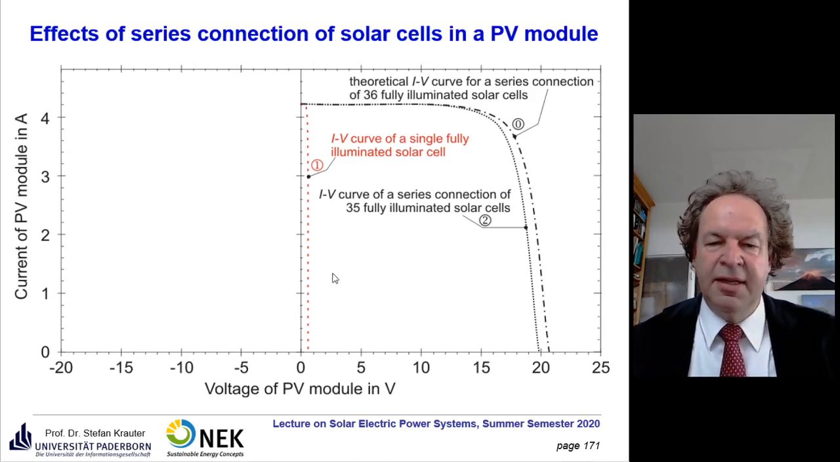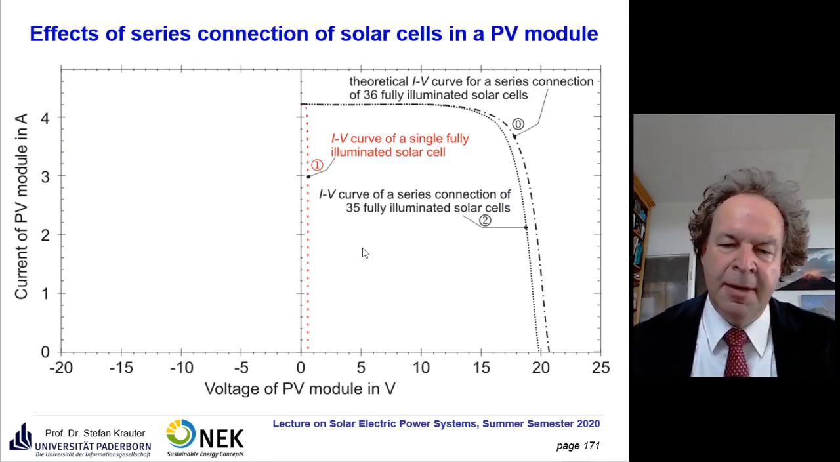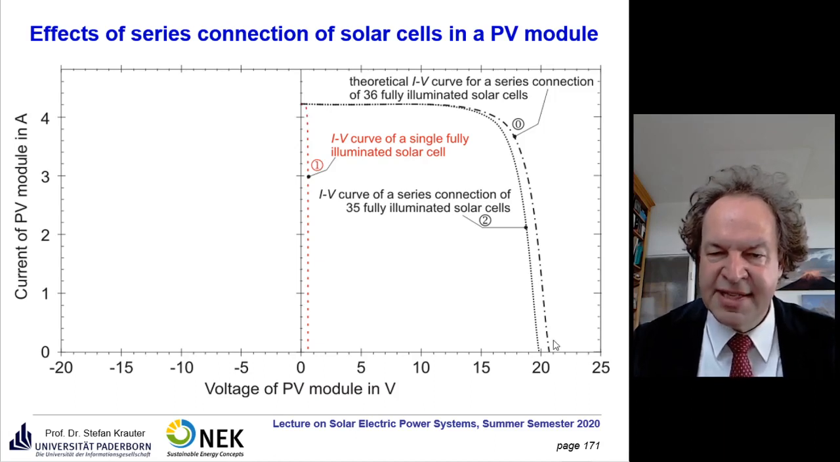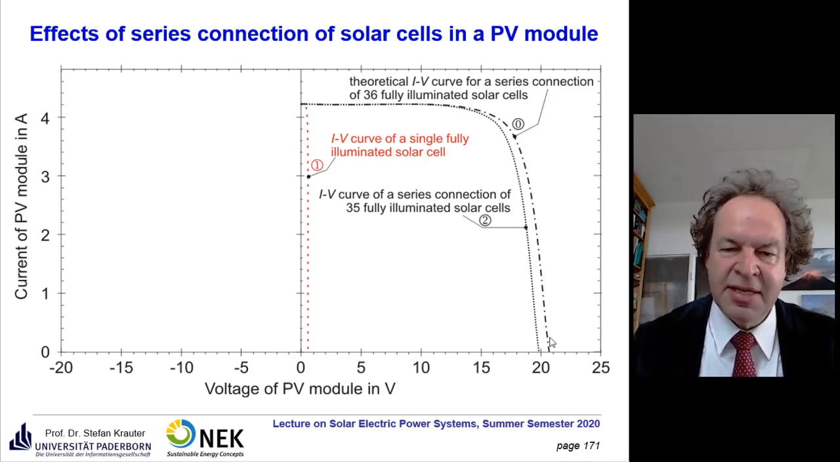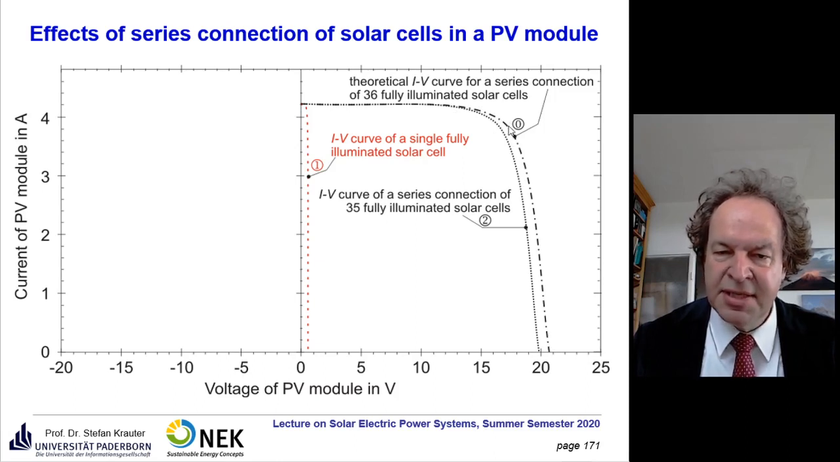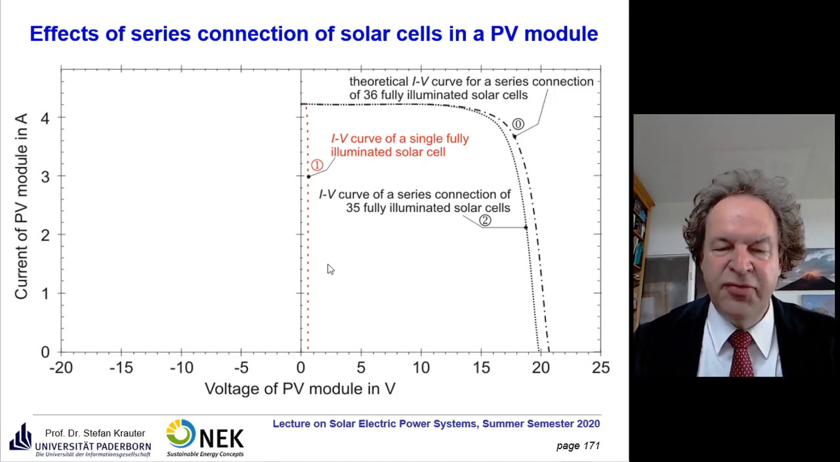Another effect, which I've already mentioned, is shadowing. Let me explain it here. You already know this is the interconnection of different solar cells in series. So you have a module, and if it's fully illuminated, you have this IV curve here, where the 0 is the maximum power point. But what happens if you shadow one cell?